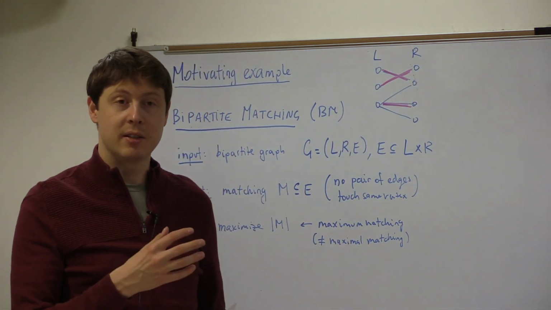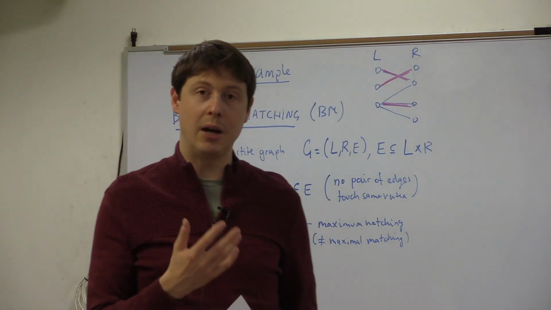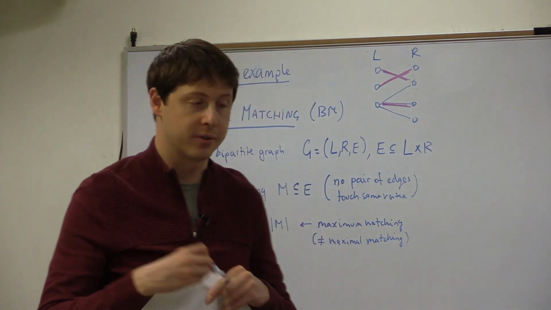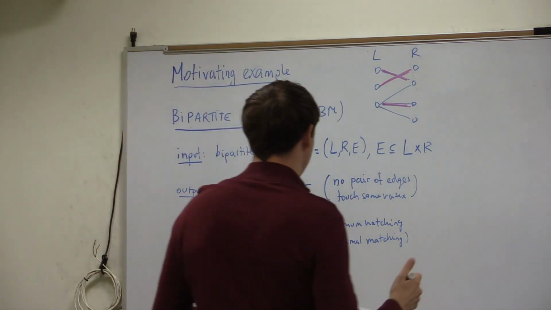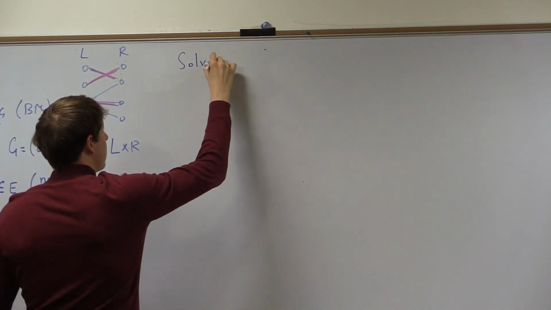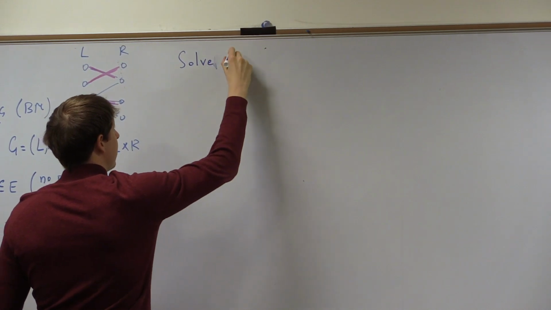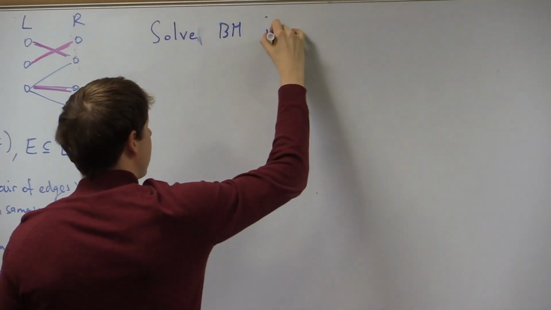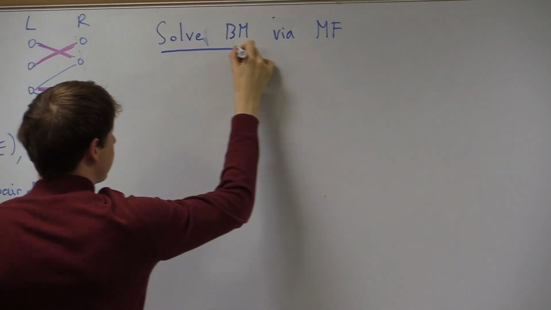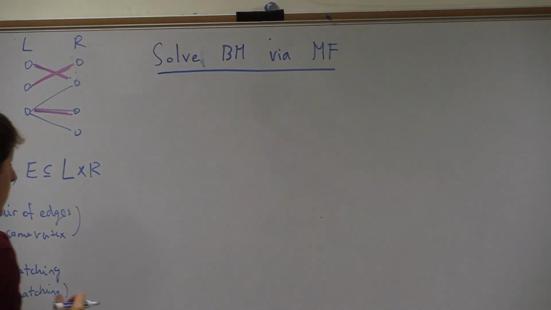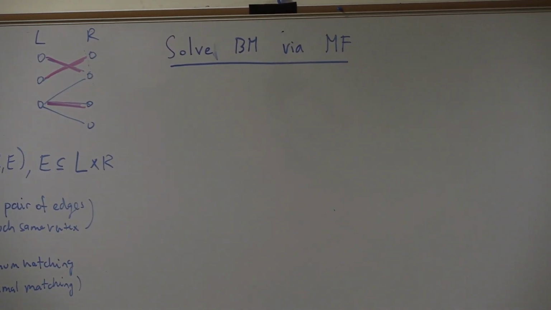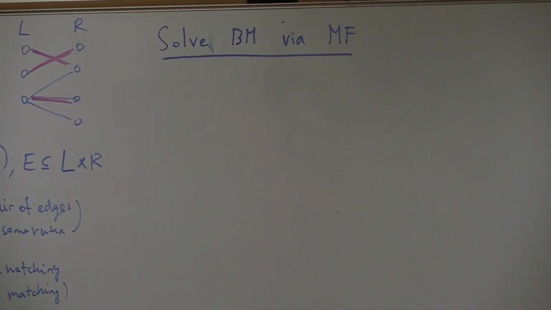And then we'll see some of the features of this solution and how it starts pointing in the direction of reductions. So now I want to talk about how to solve bipartite matching via max flow. Okay? So if you remember, we've seen max flow, that we had 2 lectures on it before spring break.